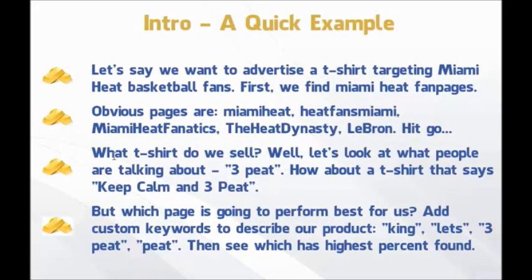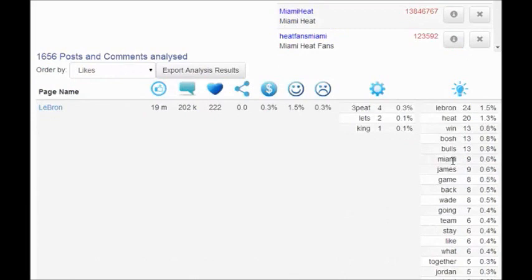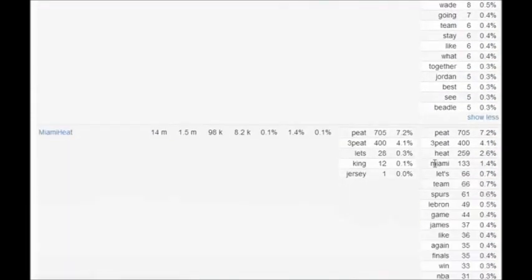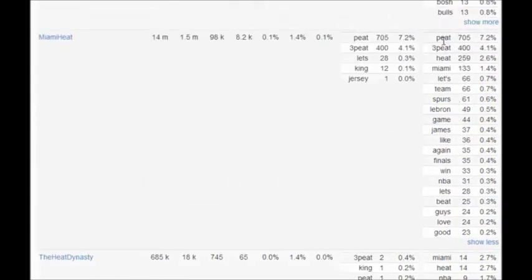In particular, the first question if we want to sell a t-shirt is what kind of t-shirt do we want to sell? What words do we put on the t-shirt? What slogans do we use? Well, if we go over to our results, we can look at all of these pages, and you'll see that some of the most commonly used phrases are words such as three-peat, peat, LeBron, Heat, and we can expand these and get lots of different variations. But the basic idea is that peat and three-peat is the word being used by far the most on these particular pages.